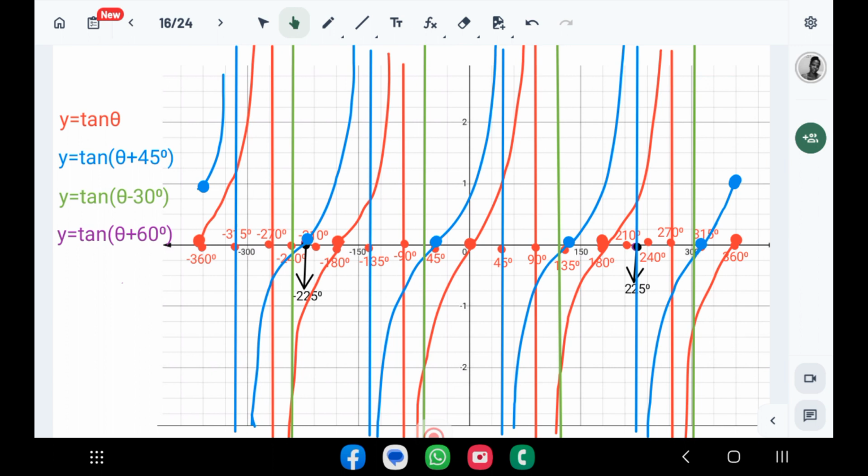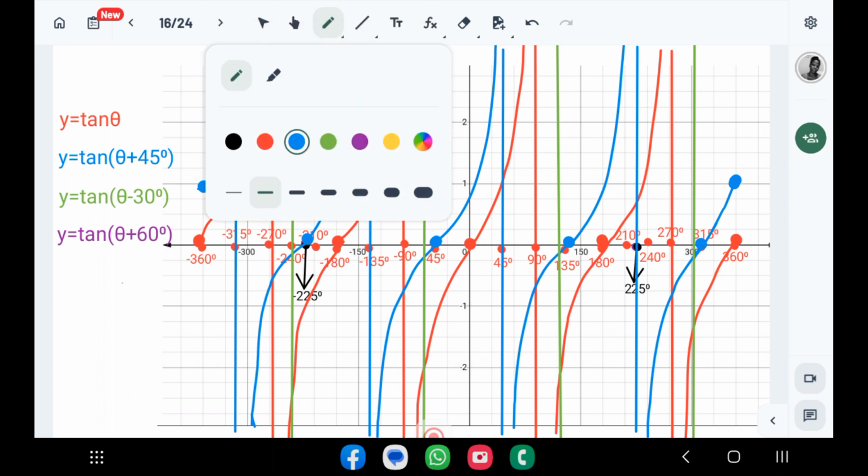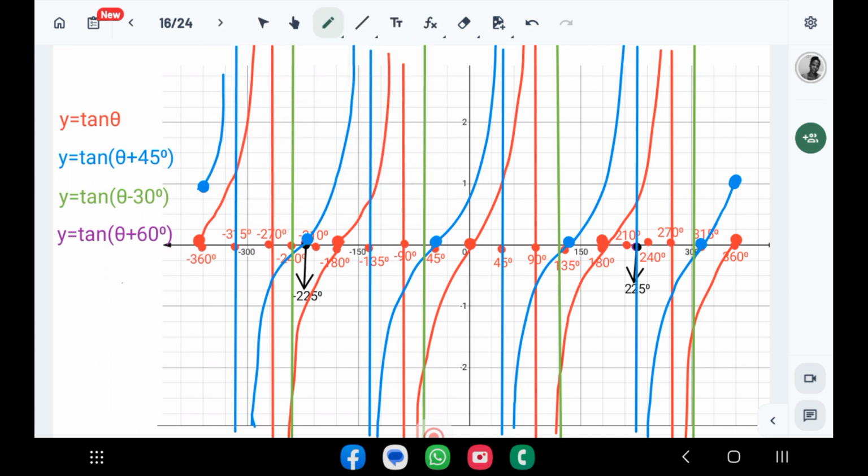Now the same thing goes for the intercepts, but not the y-intercept. Okay, the x-intercepts there. X-intercepts. We'll move 30 degrees to the right. That is 30 degrees to the right.